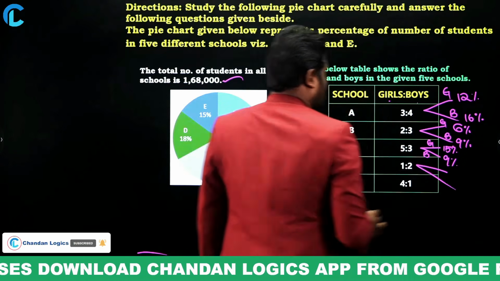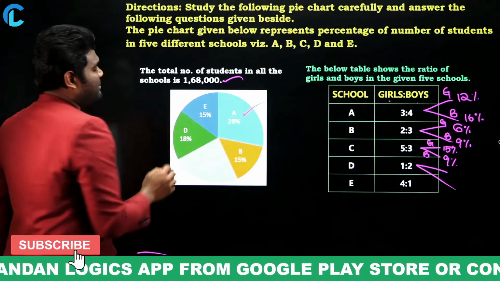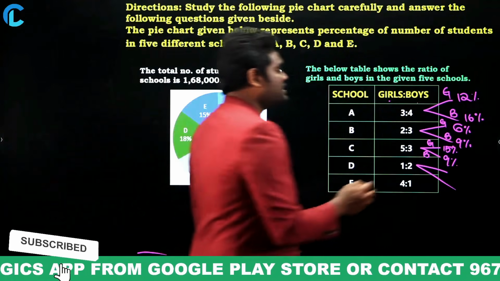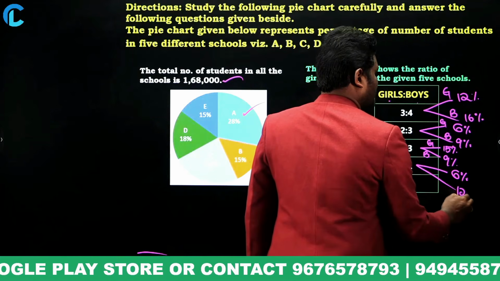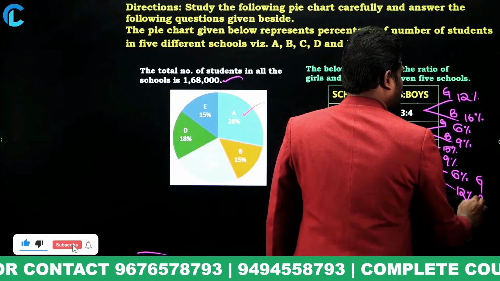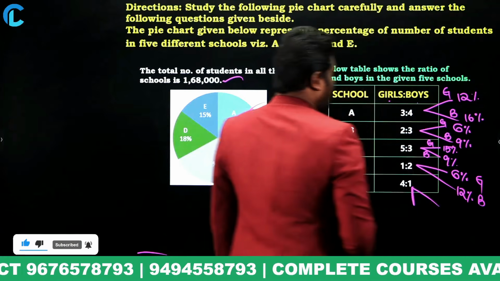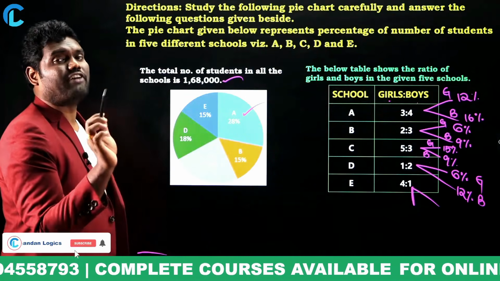Okay. Next, coming to D. 3 parts. 3 parts 18 means 1 part will be 6. 1 part 6 means girls will be 1 part, 6%, boys 2 parts, 12%. Okay. So this is girls, this is boys. Next, here school E, boys to girls ratio 4:1. 5 parts.